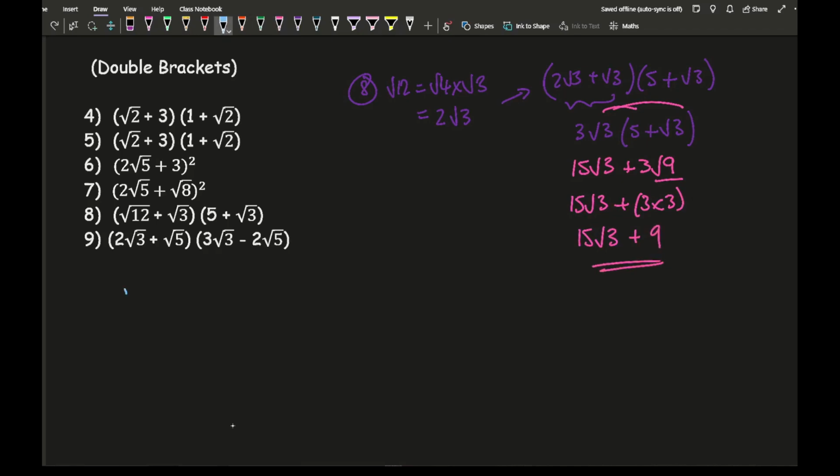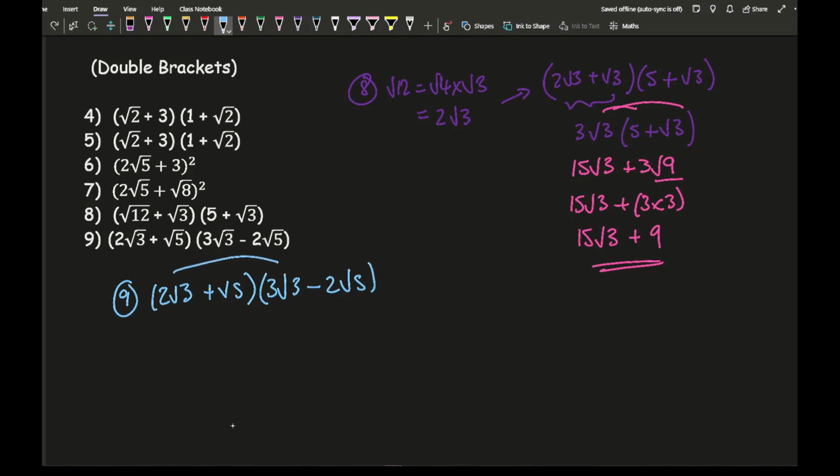Then for question 9, it looks a bit of a mess, but again, looking at this, we can't simplify any of those. They've already been simplified for us, so it's just straightforward, multiply out the brackets. Although we do need to be careful because we have got a negative in there.